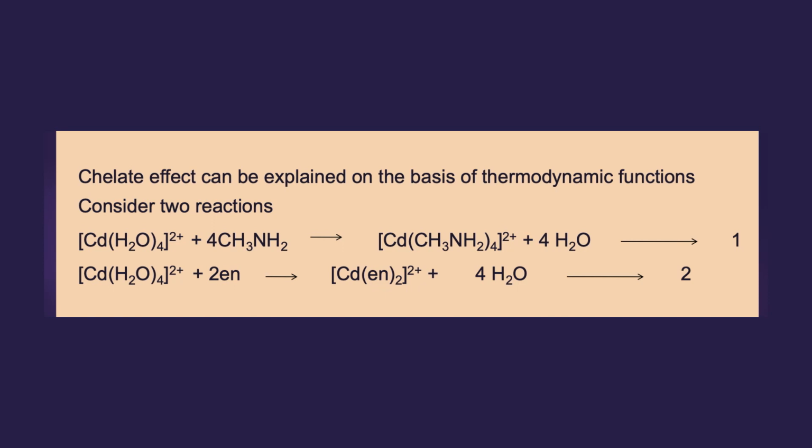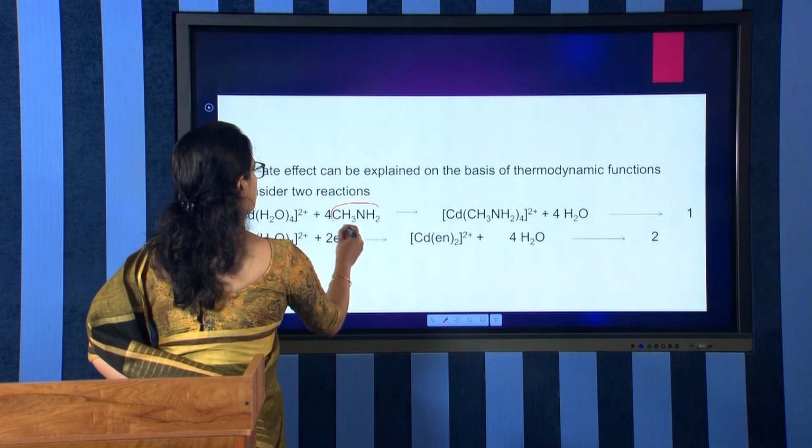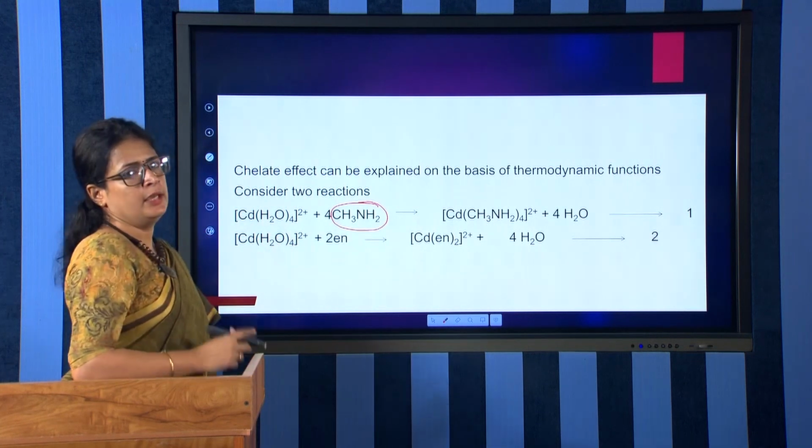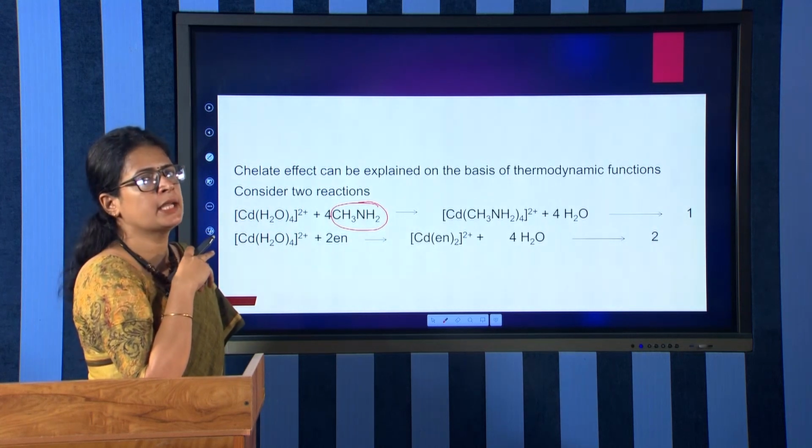Consider the 2 reactions. First, a cadmium aqua complex, Cd(H2O)4 2+, reacting with methylamine. This ligand is the methylamine ligand. It is a monodentate ligand, because 1 nitrogen atom is there.